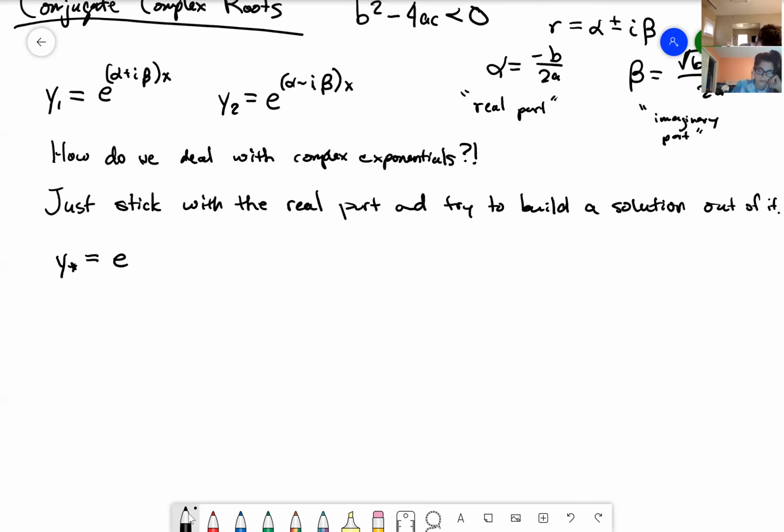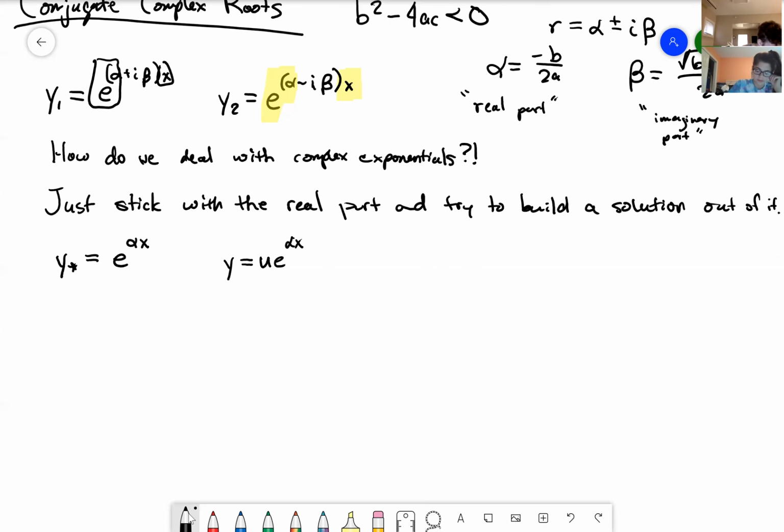So this is just going to be e to the alpha x. We're just going to be looking at that part, or even better, using a highlighter, just this part, ignoring the imaginary part. And we'll look for our solutions to be of the form y equals u, where u is some function of x, times e to the alpha x.